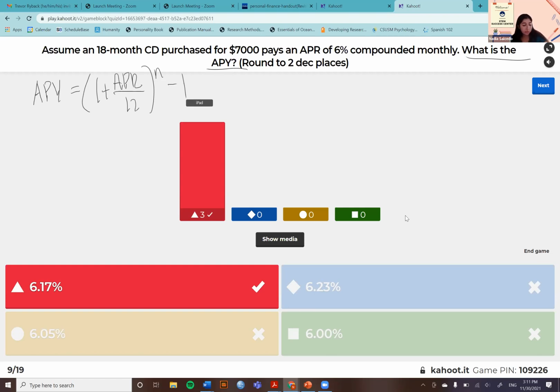And in this case, our APR is going to be 6%, compounded monthly, so we can leave it as 12. Our n is 12 minus 1, and then when you go ahead and do that, you get 6.17%. And remember, rounding from a decimal to percent, just go 2 places to the right from the decimal point. So if there's any questions, if not, I can go ahead and go into the next one. I know most of you got that right.